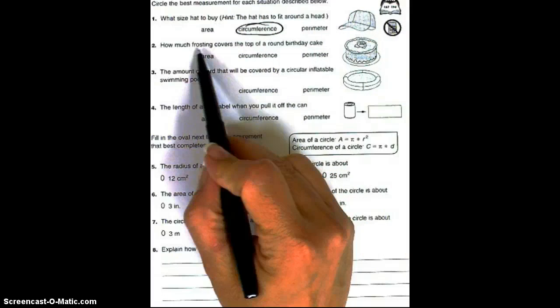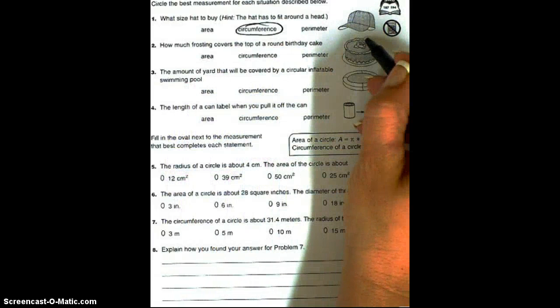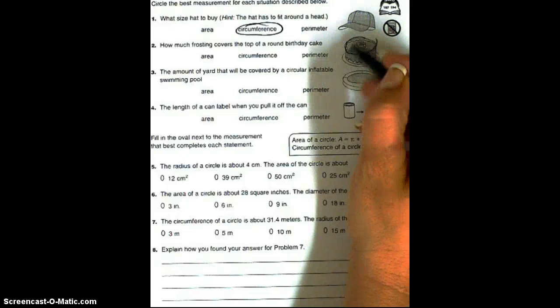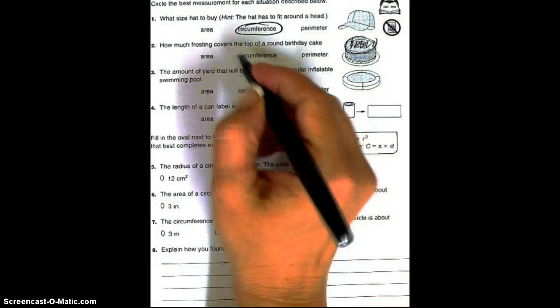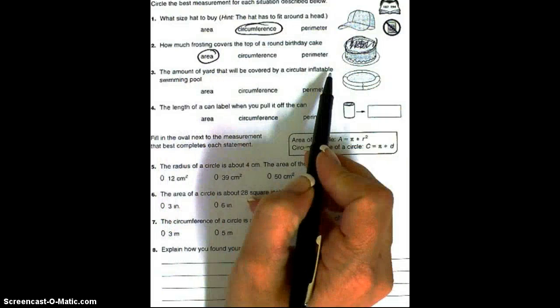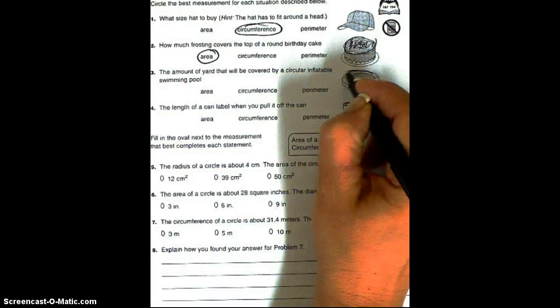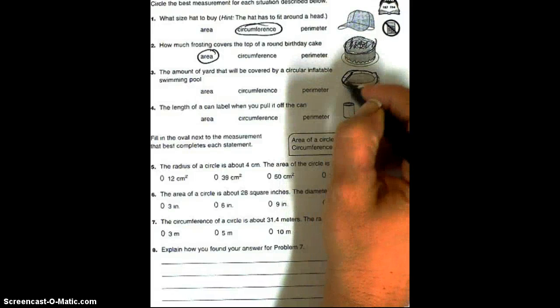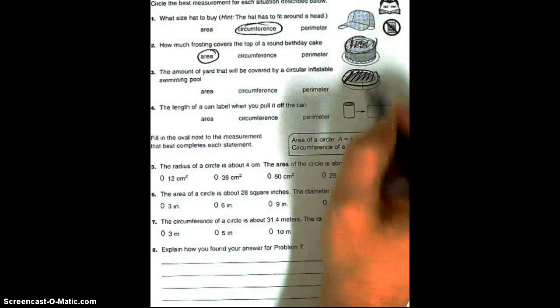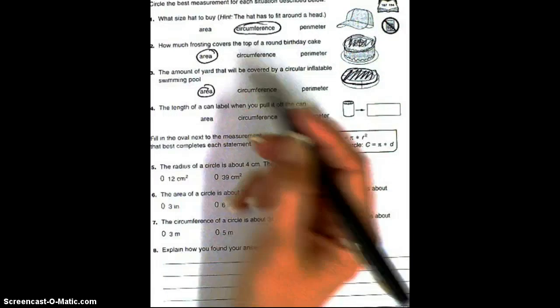This time, how much frosting covers the top of this round birthday cake? We don't want to measure just around here, we want to do the whole inside of it too, so that one would be area. The amount of yard that will be covered by a circular inflatable swimming pool. Well, pools I've seen aren't just on the outside, they also fill in the inside with plastic or something so that the water doesn't all leak out. So again, we're looking for area.